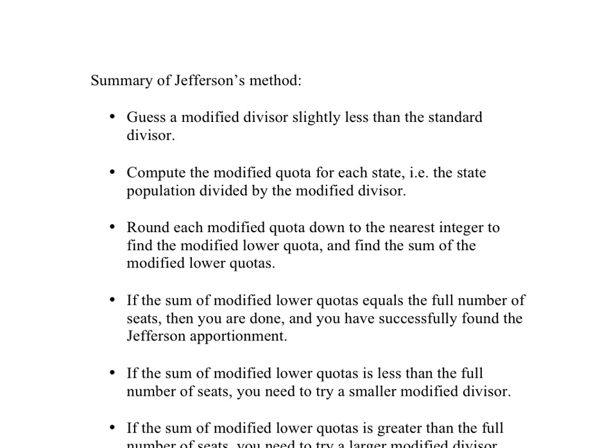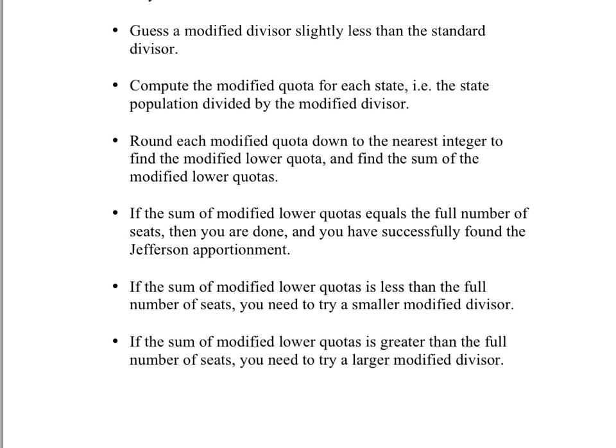If not, if the sum of modified lower quotas is less than the full number of seats, then you'll need to find a smaller modified divisor, right? If you have too few cookies, then you need a smaller cookie cutter to get the right number of cookies. If, however, the sum of modified lower quotas is greater than the full number of seats, then you need a larger modified divisor for your next attempt, right? If you have too many cookies, then you need a larger cookie cutter to get fewer cookies.